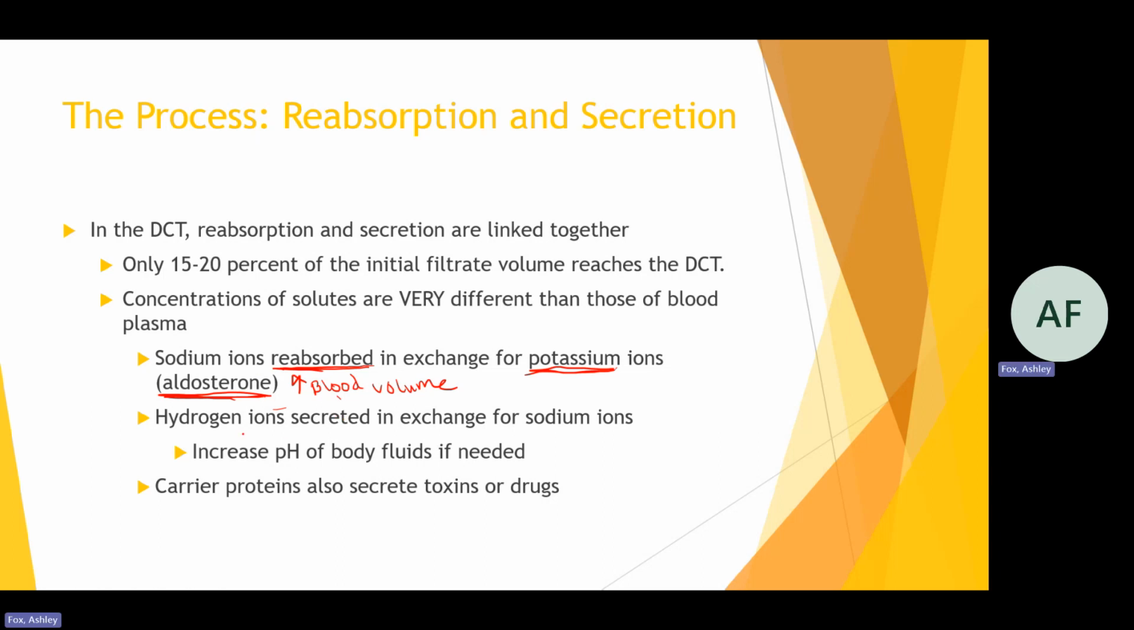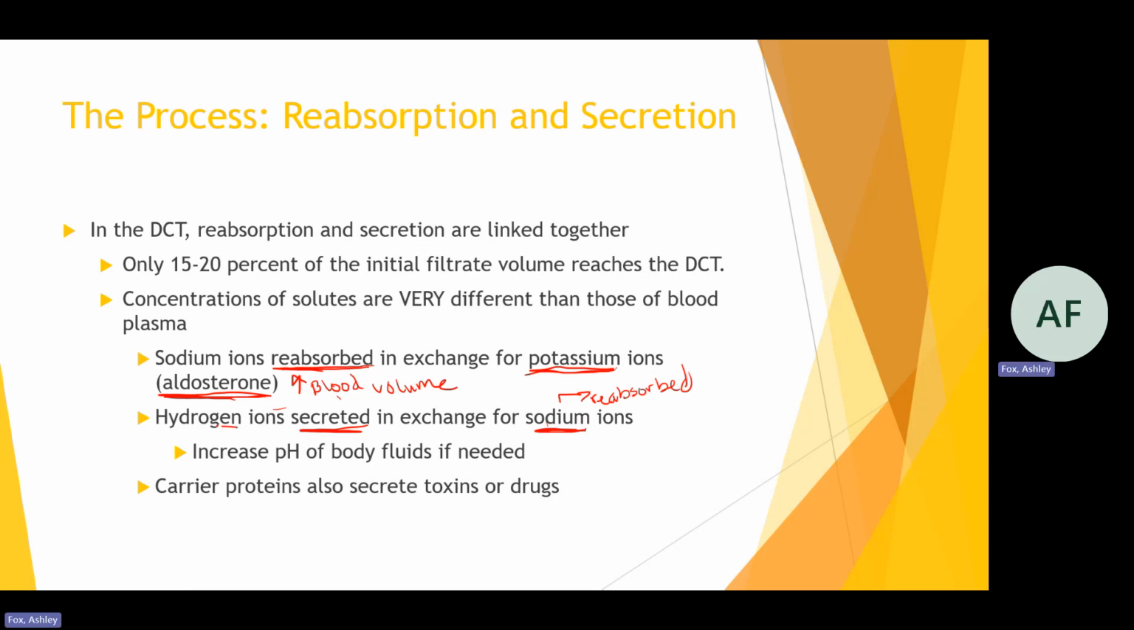We can also have hydrogen ions that are secreted, meaning they're put into the tubular fluid. They're removed from the peritubular capillaries and moved into the tubular fluid. And that can also exchange for sodium ions as well. So sodium ions are reabsorbed and hydrogen ions taken out.